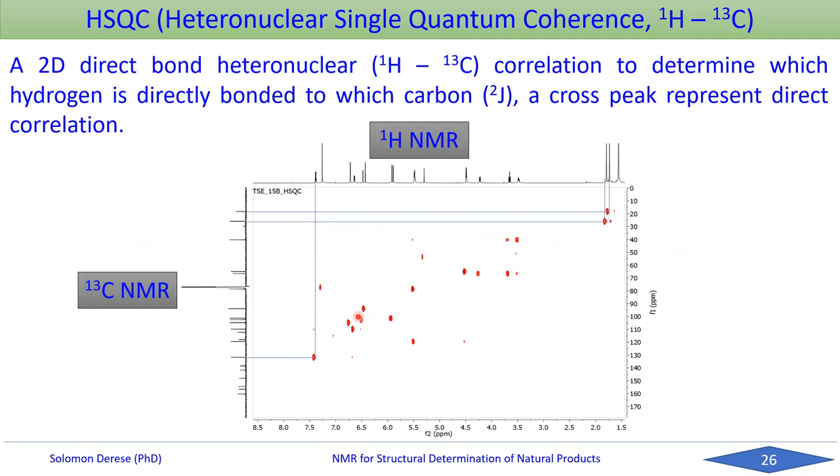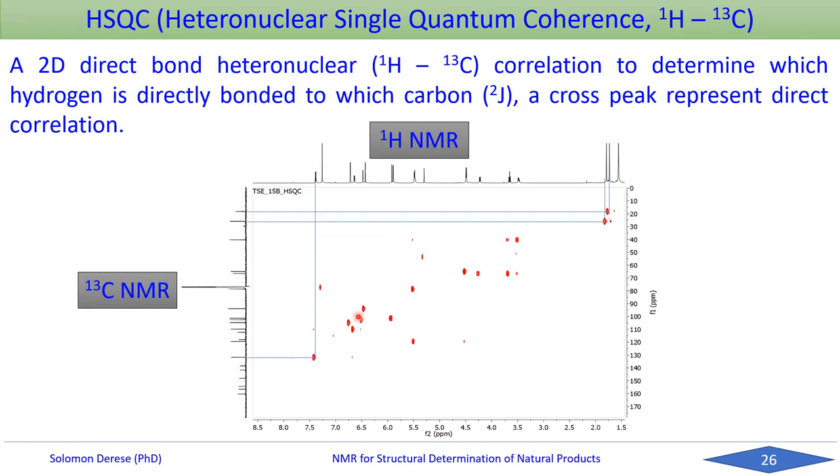So anyway, from these cross peaks, you can determine which proton is on which carbon. So from this direct correlation, now you know you have the different types of protons, you have the different types of carbon. Now using this HSQC experiment, you know this hydrogen is on this carbon, etc.